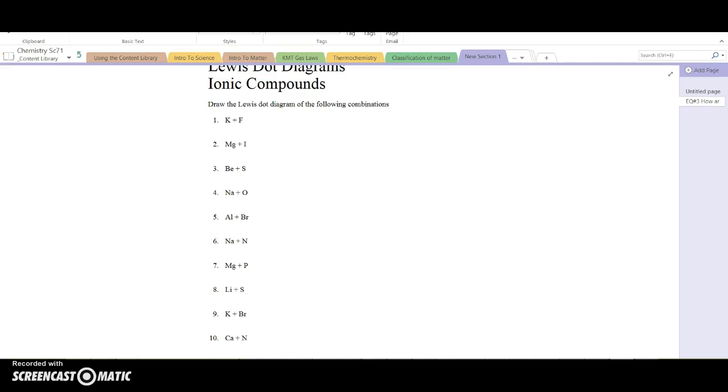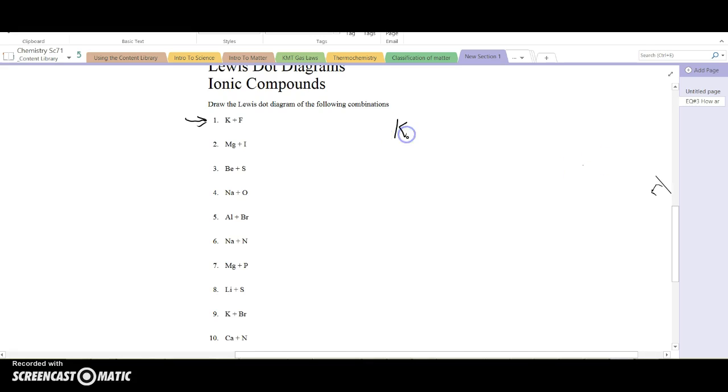Alright, we're looking at ionic compounds and how they are formed, and how we can use a Lewis dot diagram to model that compound. So let's start with a simple one like number 1. We're going to look at the combination of potassium and fluorine. So I'm going to begin by just drawing a Lewis dot diagram of each of those elements.